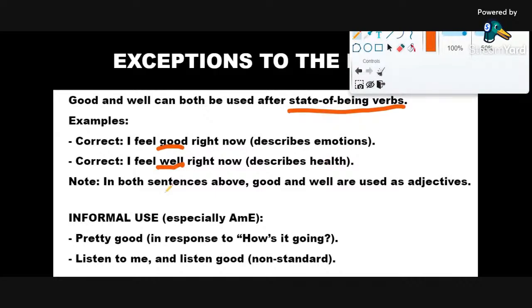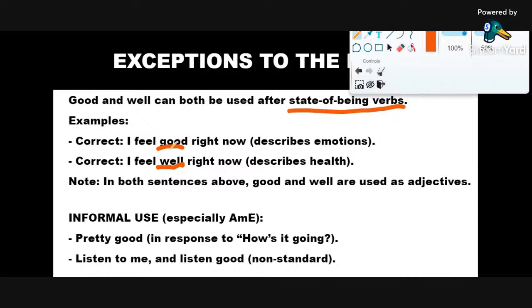Now take note that in both sentences, good and well are used as adjectives. This is one instance in which well can be used as an adjective, but only with a state of being verb. All right? And this is also one instance in which an adjective is used with a type of verb.